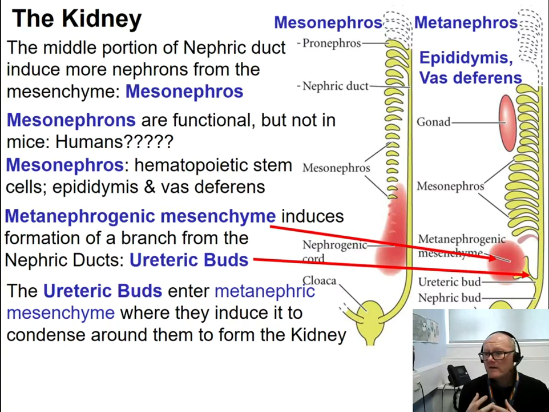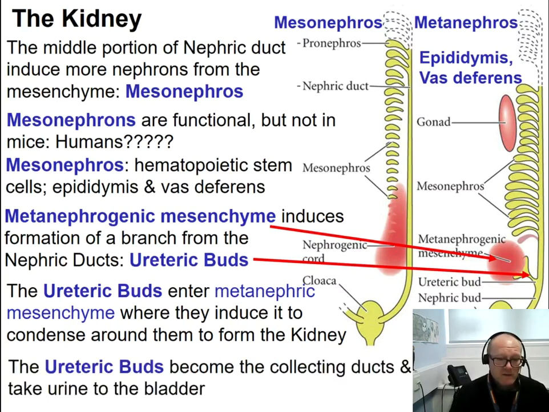kidney. In fact, what is the kidney? The kidney is a very fine maze of tubes that are able to filter the blood, removing the waste from the blood and collecting it, forming the urine. And later on, the initial ureteric bud becomes the collecting duct and the ureters that take the urine to the bladder.